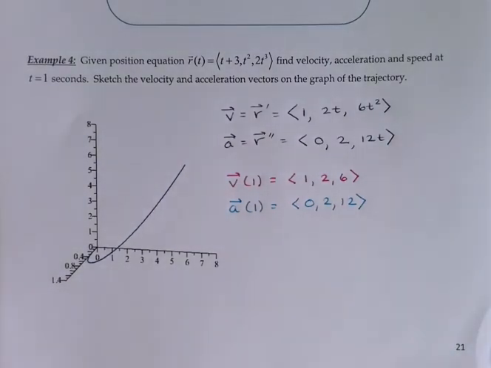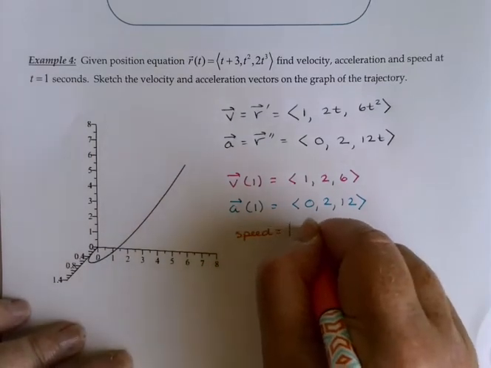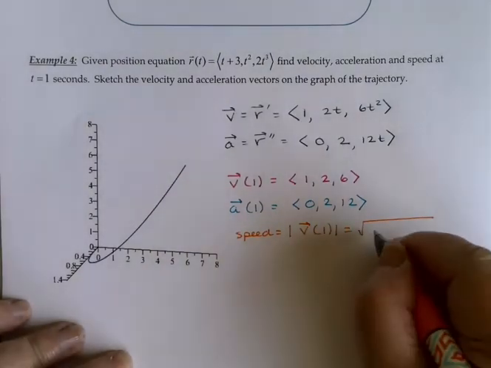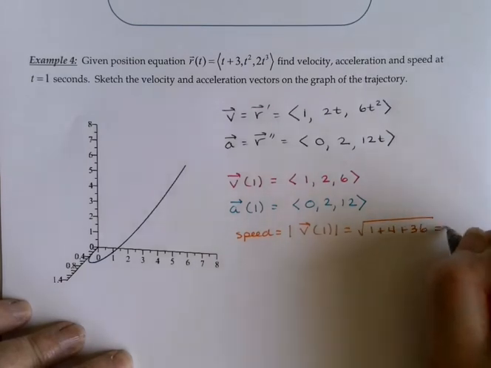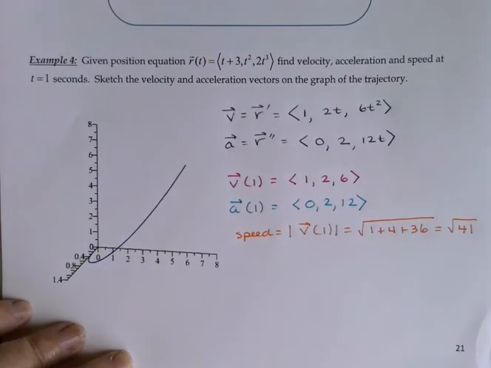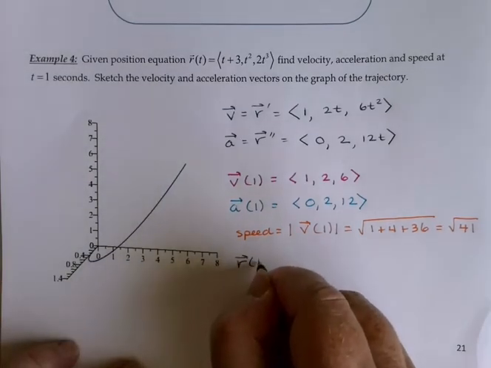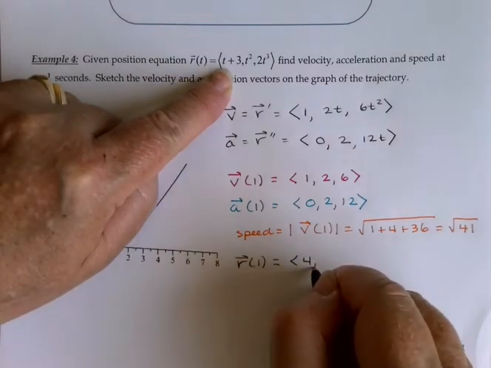They also asked for speed, which is always the magnitude of our velocity vector. So in this case, the square root of 1 plus 4 plus 36, or the square root of 41. And even though I wasn't asked to find it, if I'm going to sketch these vectors correctly, I'm going to need to know where to position them. So let's go ahead and get r of 1 as well. If I go back to here and plug in 1, 4, 1, 2.